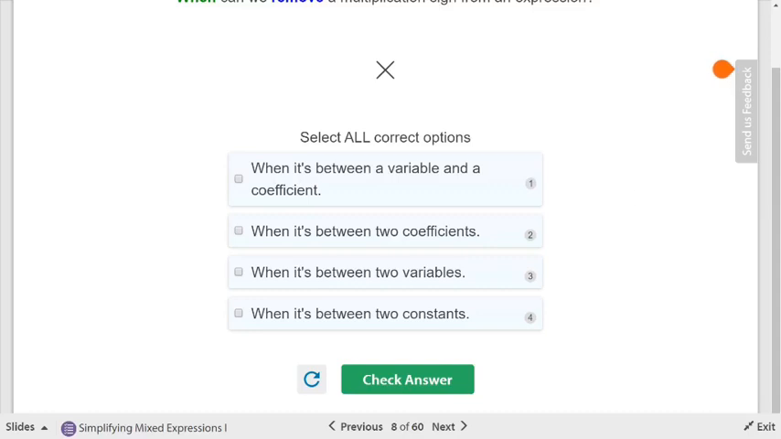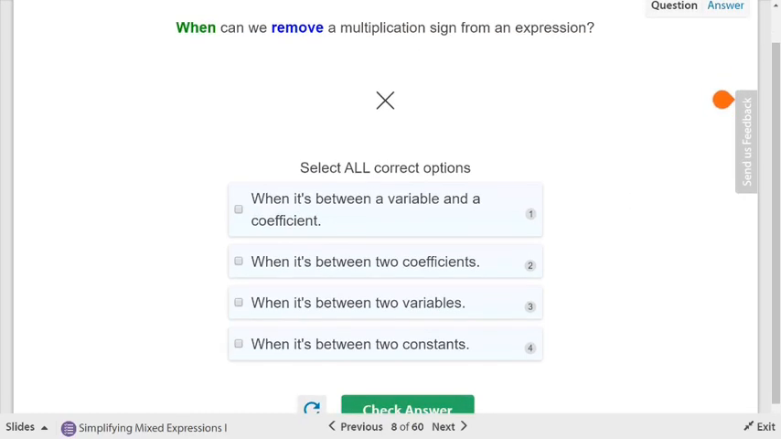Select all correct options. We'll just do this as a class. Our question is, when can we remove a multiplication symbol? When it's between a variable and a coefficient? Yes or no? Yes. Wait, what's a coefficient? A number. The number part, the constant part of a term. So yes, right?